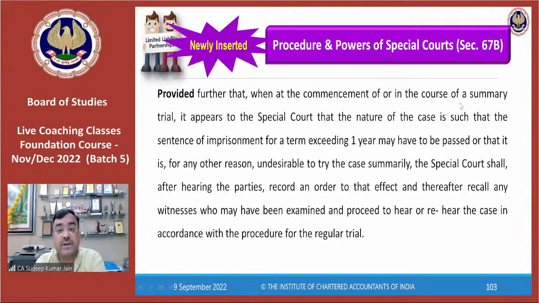Provided further that when at the commencement of or in the course of a summary trial it appears to the special court that the nature of the case is such that a sentence of imprisonment for a term exceeding 1 year may have to be passed, or that it is for any reason undesirable to try the case summarily, the special court shall, after hearing the parties, record an order to that effect, and thereafter recall any witness who may have been examined and proceed to hear or rehear the case in accordance with the procedure for regular trial. मतलब the special court is handling the matter in a summary way, and after discussing the matter, it is of the opinion that the punishment should be more than 1 year, or the matter is such that it cannot be handled in a summary way. So it will record the matter and handle the matter as a regular case and again recall the witnesses for settlement of the matter. क्या मतलब बच्चों?